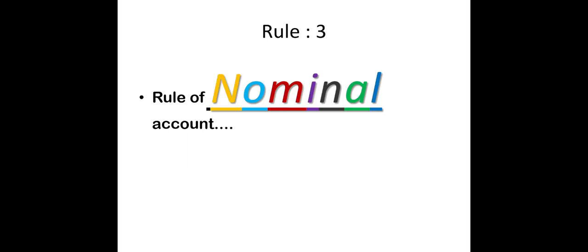Okay, rule number two is the rule of personal account. Debit the receiver and credit the giver. Okay, now students, we are at the last and very important rule, and that is, yes, the rule of nominal account. Now we are going to study the rule of nominal account. Okay, now what is this rule? First of all, let's start with the rule.